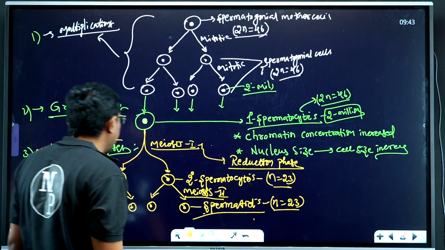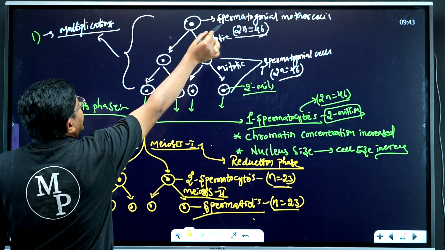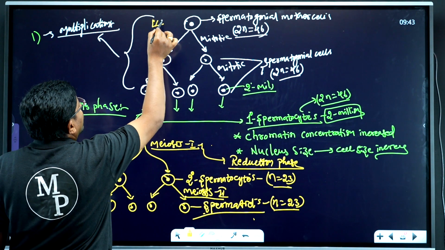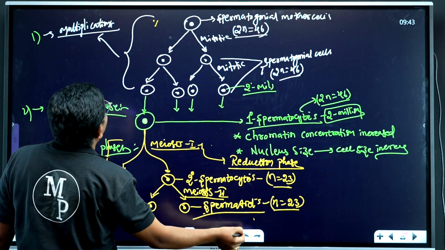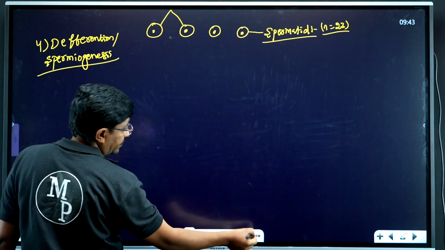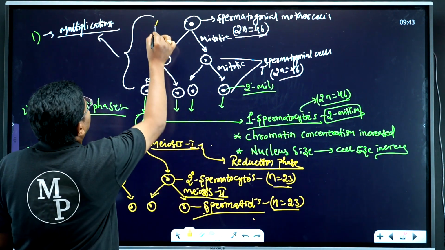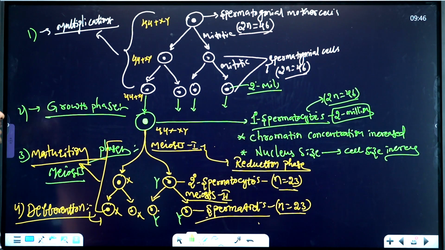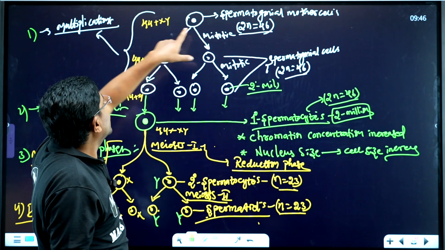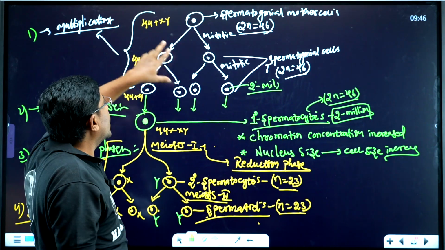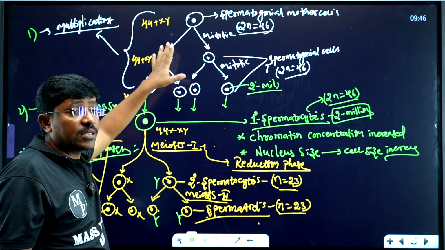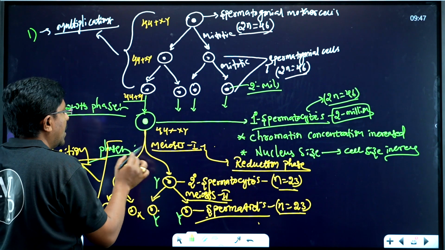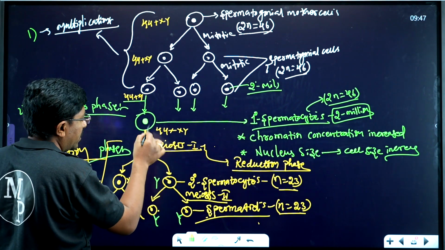I'll explain this point here. Generally, it is the spermatogonial mother cell. In spermatogonial mother cells, 44 plus XY, total 46 chromosomes are there. These are all diploid, that's why 44 plus XY.